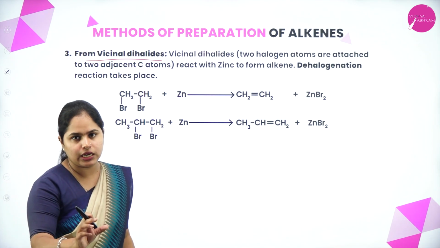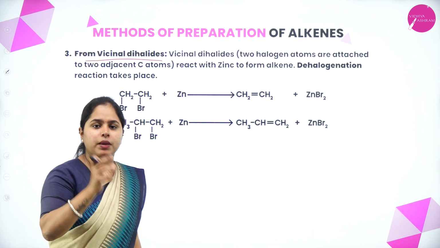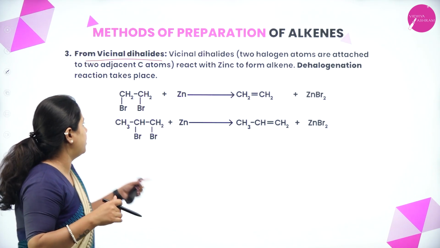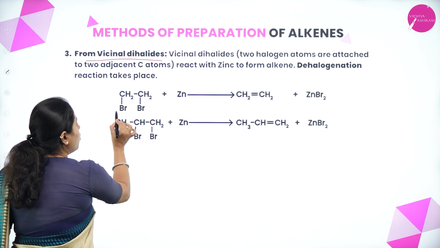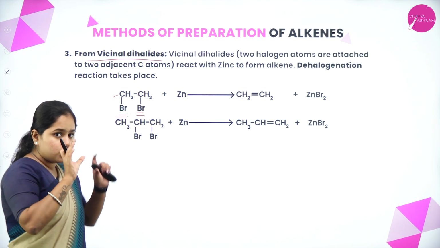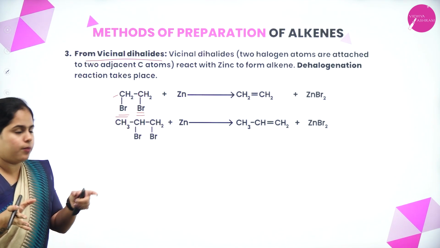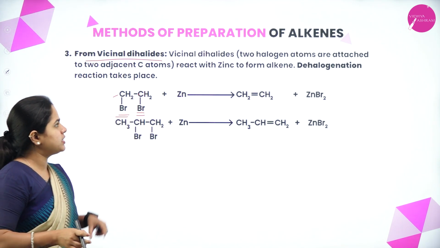Dihalide means two halogen atoms will be there. Halide stands for halogen, and those two halogen atoms will be placed on adjacent carbon atoms. So for example, you can see here CH2Br, CH2Br. One bromine is present on this carbon, one bromine is attached to this carbon. So those carbons are adjacent to each other. So this is called a vicinal dihalide.